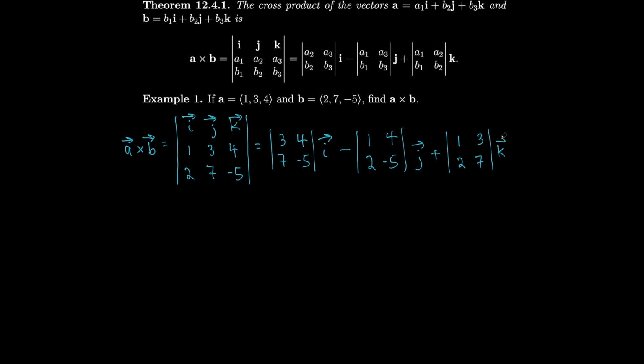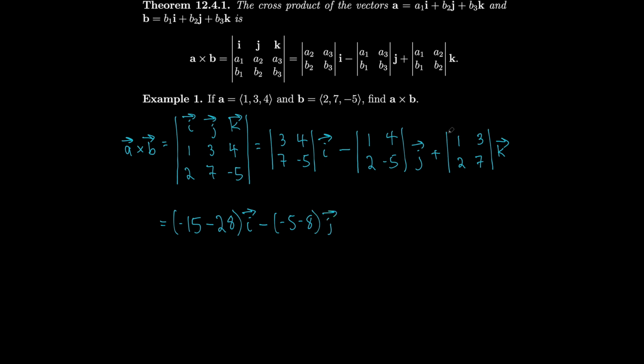And times k. Alrighty, so when we multiply our diagonals and subtract, we get 3 times negative 5, which is negative 15. Then minus 4 times 7, which is 28. So that's what our i coefficient is. Then we subtract 1 times negative 5 minus 2 times 4. So that's minus 5 minus 8.